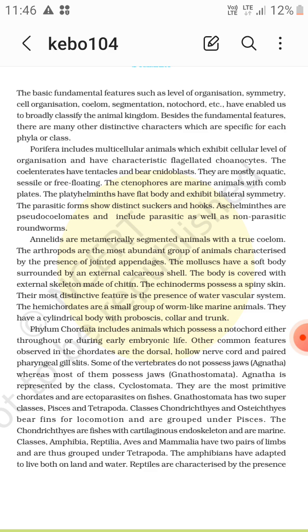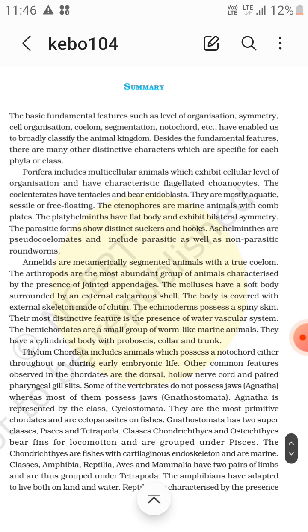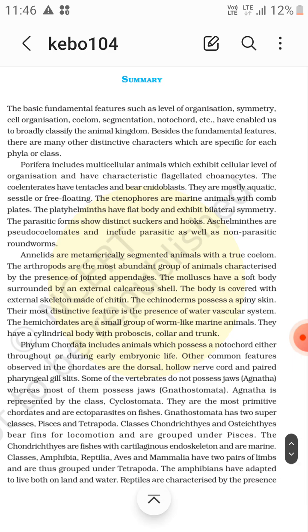Now Porifera. Porifera includes multicellular animals which exhibit cellular level of organization, that is loose cell aggregate, and these are multicellular animals, right? And have characteristic flagellated choanocytes. Now these are the characteristic cells, flagellated choanocytes.